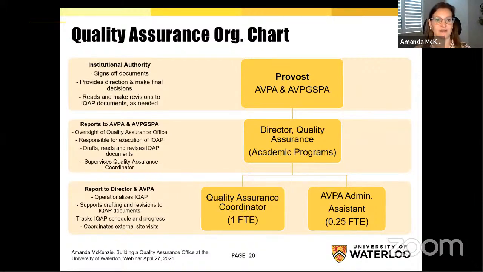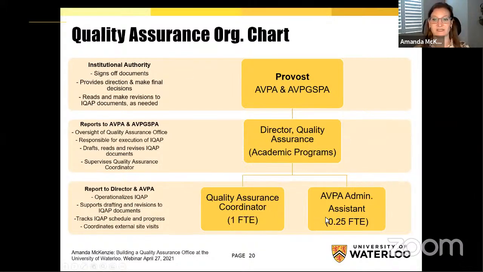So they do a lot of drafting and revisions. They do a lot of connecting with the other units that are preparing their program review or a new program. They track where they are in the schedule because we do have deadlines and timelines in our quality assurance framework that we need to meet. And they do assist with coordinating those external site visits. So it's a requirement that we have external people come in and review our academic programs that are up for cyclical review, as well as new programs. Those also need an external site visit to evaluate the quality.